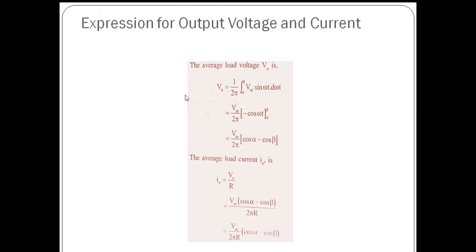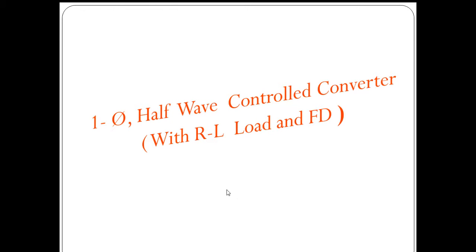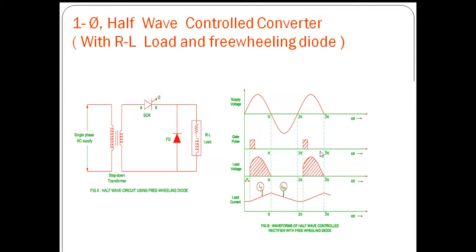Now we are going to see another controlled converter with RL load, having a freewheeling diode. The only disadvantage with the RL load is that the output voltage has negative spikes, which is not desirable. For that, we provide an additional diode across the load. That diode is called a freewheeling diode. Here we have a single phase AC supply which is applied to the SCR.